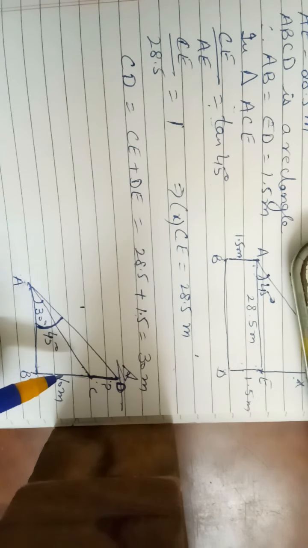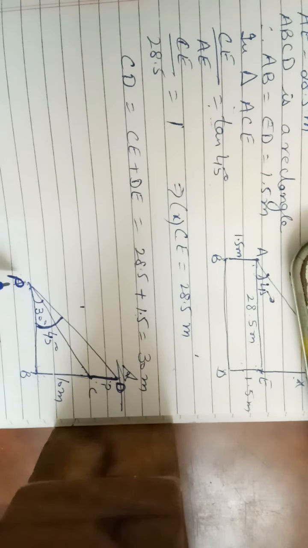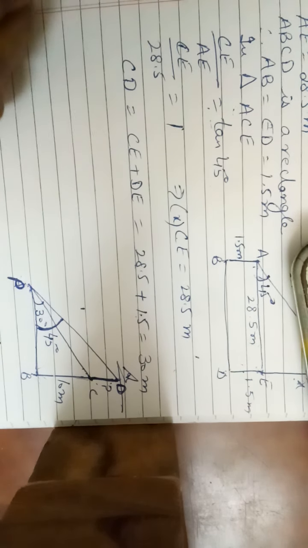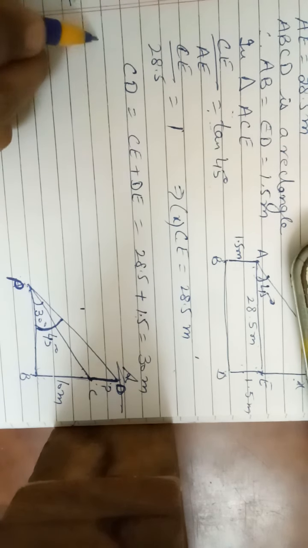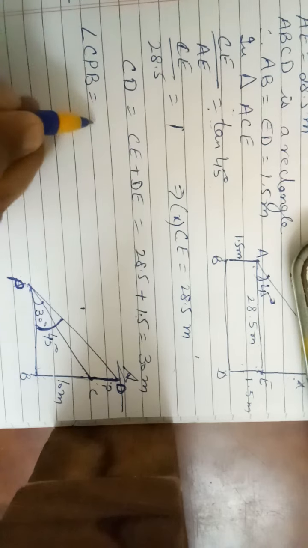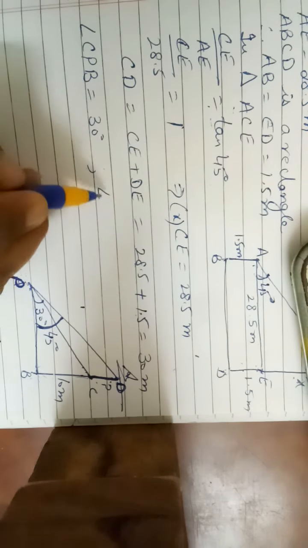Find the length of the flagstaff and the distance of the building from point P. So here point P is this. We have to assume this point to be P because it is given in the question, right? And the distance of the flagstaff from point P we have to adjust here. We have to find now which are the angles here. Example number 4: angle CPB is equal to 30 degrees and angle DPB is equal to what?